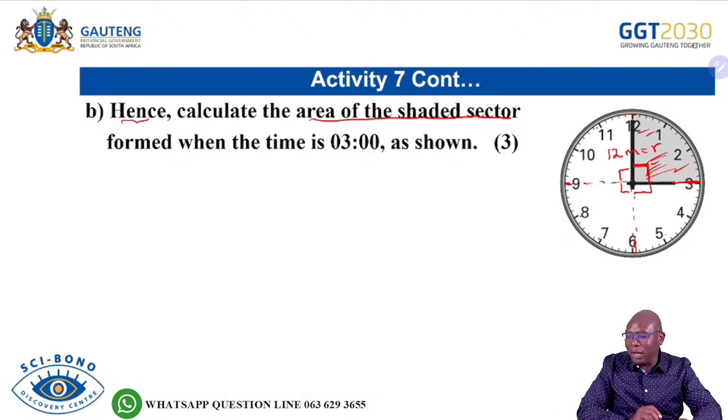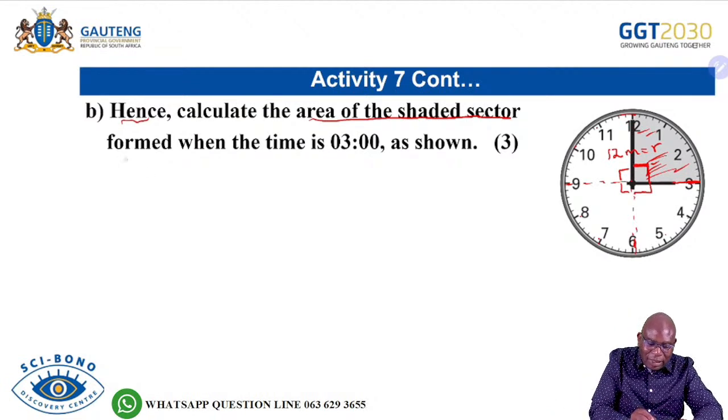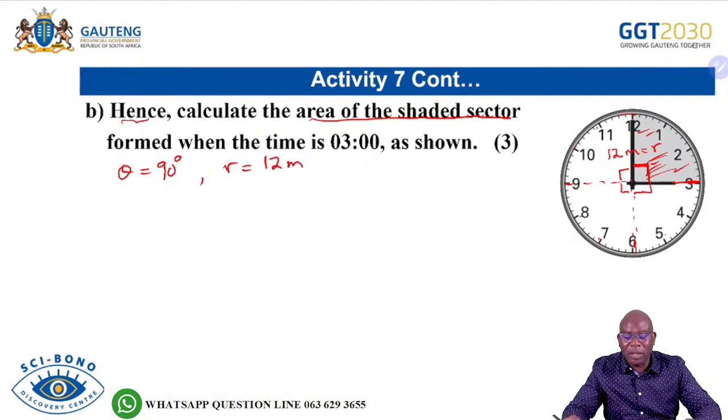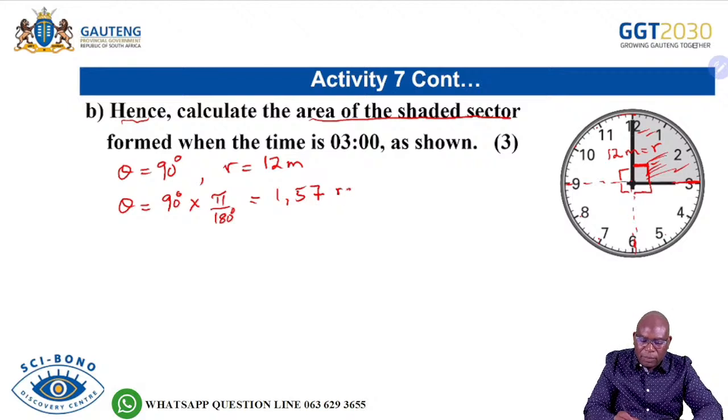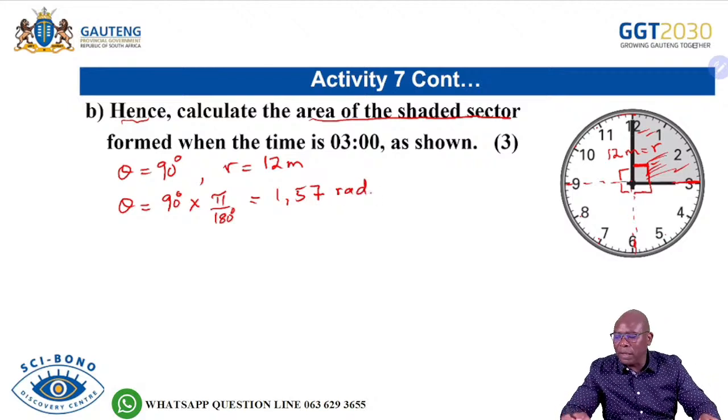So already I've got an angle. My angle is 90 degrees. I've got my radius, which is 12 meters. Now I need the area of the shaded sector. First of all, I must change my angle to radians, which is going to be pi over 180 degrees. I think we've done this somewhere, which gave us 1.57 radians.